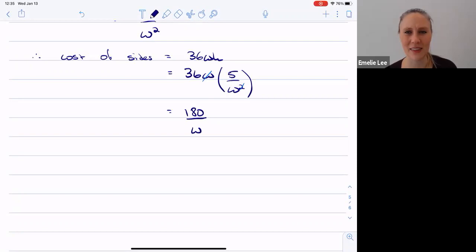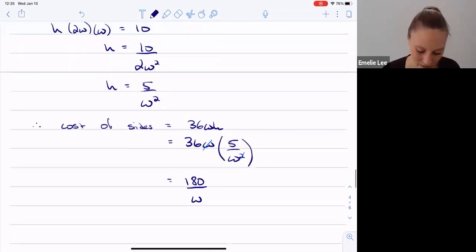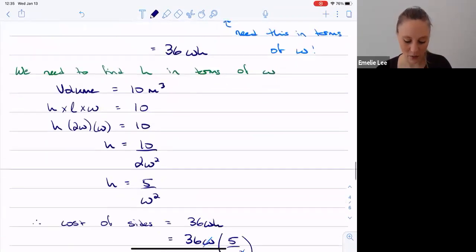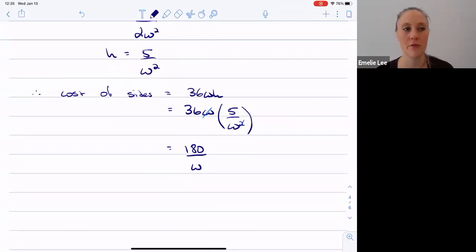Nice. Hey, that's it. The cost of the sides is 180 over W. Just depends on what W is. That's great. So now we have a simplified version of the cost of the sides. See, it's lagging a little bit there. So 180 over W. Now, that's in terms of W, that satisfies the criteria.